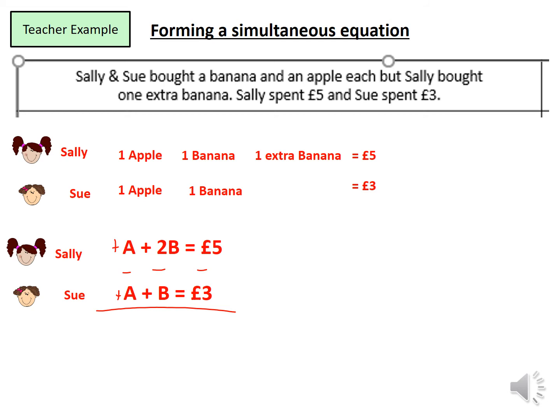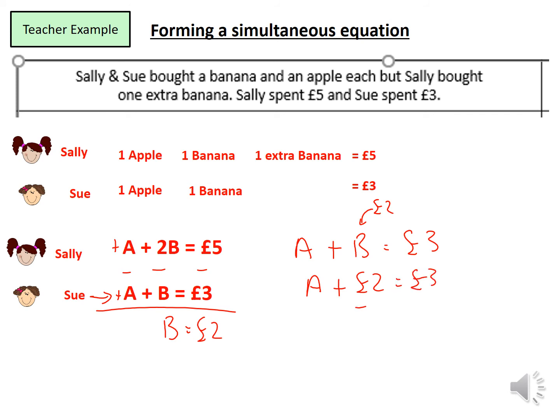2B take away B is B. And then £5 take away £3 is £2. I've now worked out that one banana costs £2. I now need to work out how much an apple costs. So I'm going to substitute back into Sue's equation because it's a lot simpler. So I'll write the equation out again. A plus B equals £3. I know that B is £2 because I've just worked that out. So then I have A plus £2 equals £3.